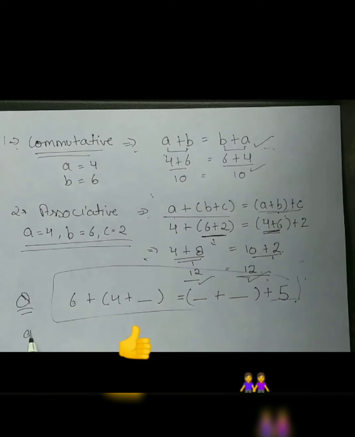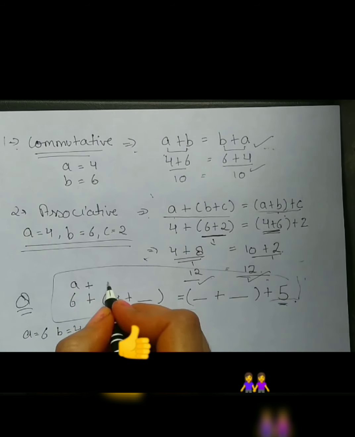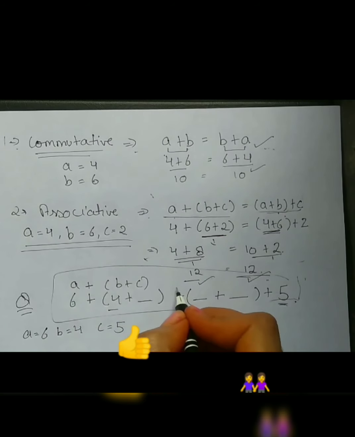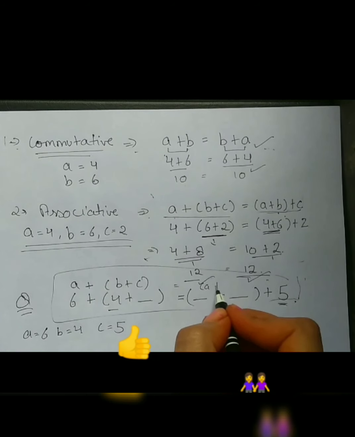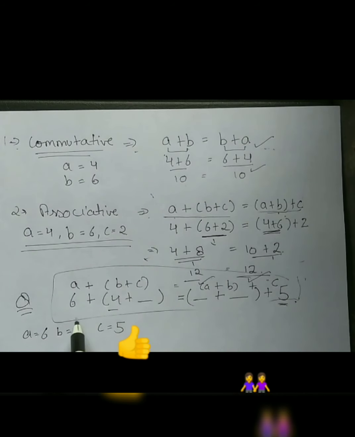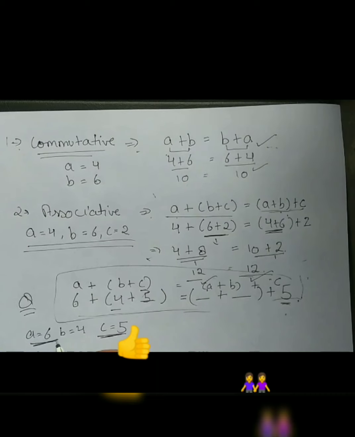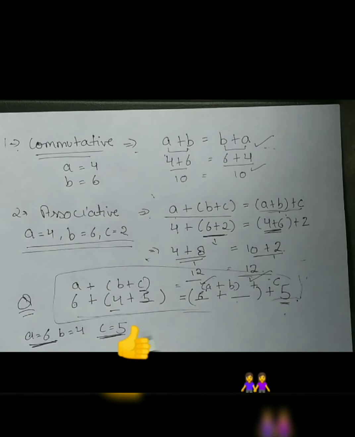Here a is 6, b is 4 and c is 5, as we are having our associative property. (a + b) + c = a + (b + c). So here you can fill it simply. What is the value of c? 5. Here a, what is a? 6. Here b is 4.